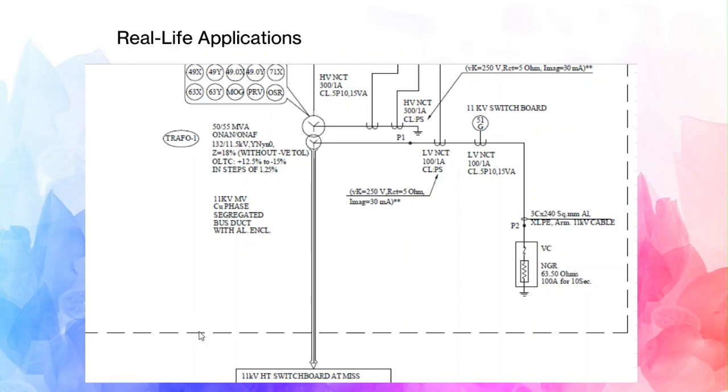This dotted line, above the dotted line, is the outdoor part of the substation, and inside this dotted line is the indoor part of the substation. Look at it. This transformer is a 132 by 11.5 kV transformer, which means this is a one step down substation with 132 by 11 kV voltage step down.